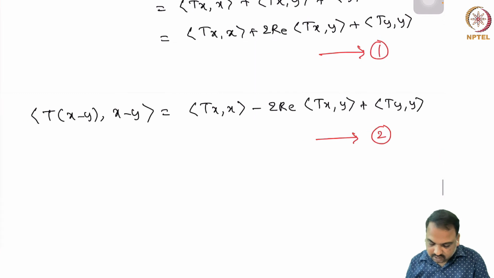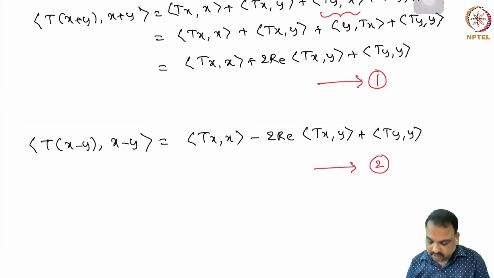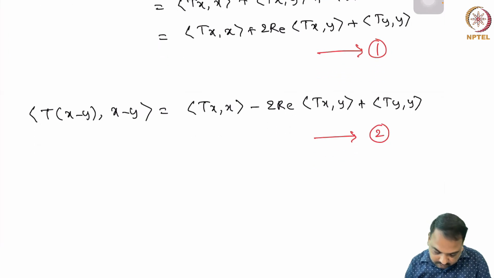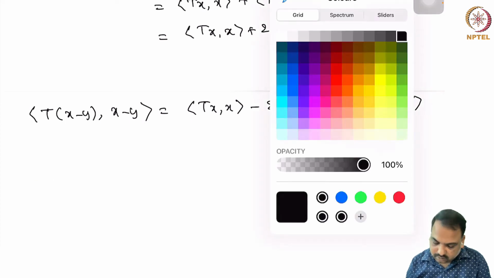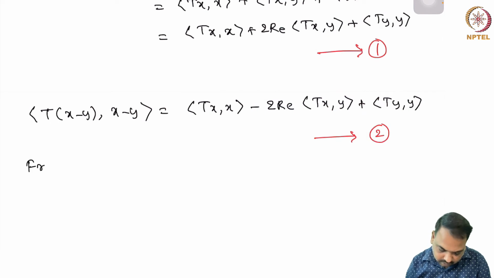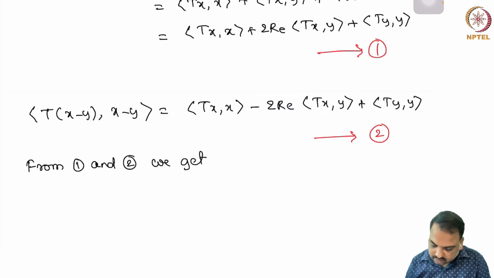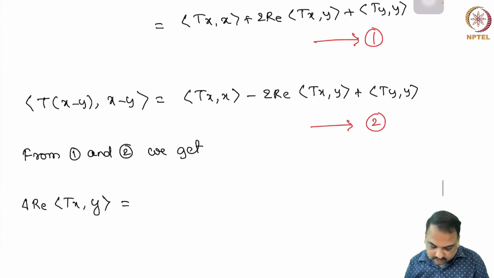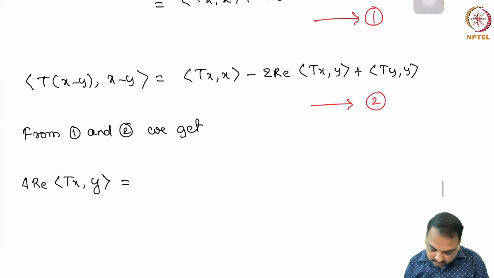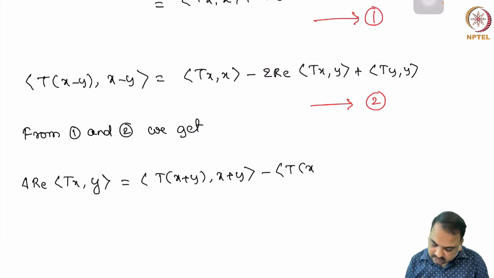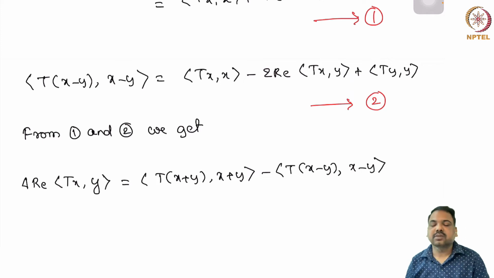Now from 1 and 2, if you subtract equation 2 from 1, we get that 4 times real part of inner product Tx with y is nothing but inner product of T of x plus y with x plus y minus inner product of T of x minus y with x minus y.